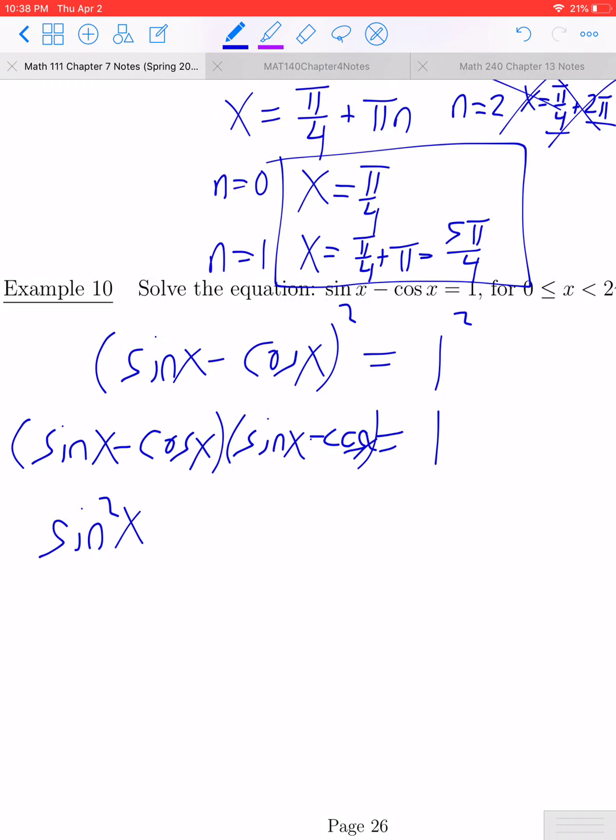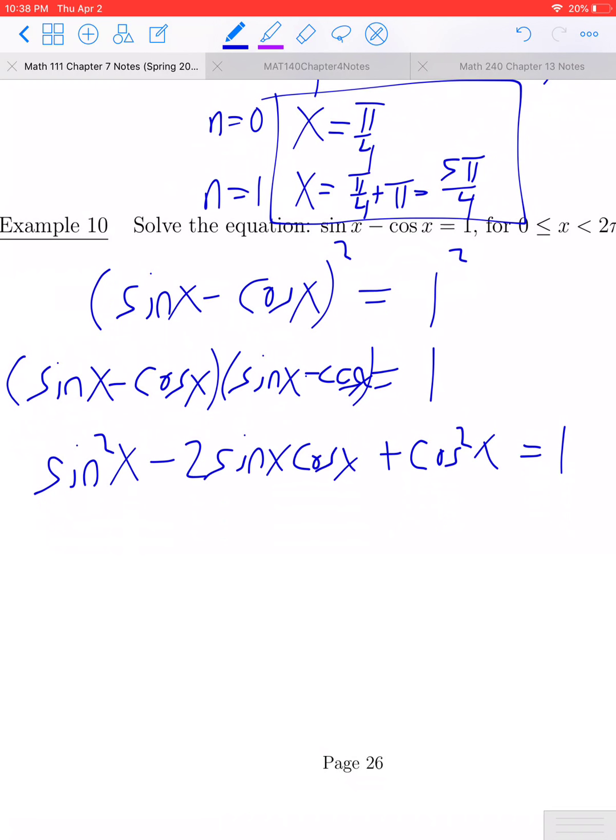We're going to get sine squared of x. The middle term will be a negative sine x cosine x and another negative sine x cosine of x, which will be negative 2 sine x cosine x. Negative cosine x times negative cosine x will be a positive cosine squared of x, equals 1. Okay, so we've done that.